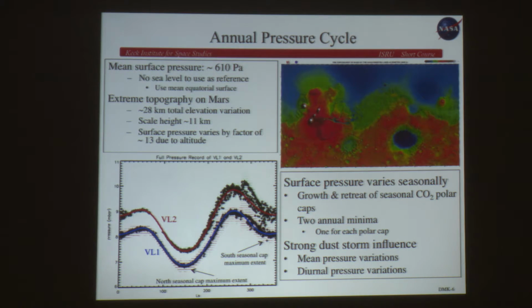This leads to an annual pressure cycle. As noted earlier, the mean surface pressure is about 610 pascals. When I say mean, basically what we do is we don't have a sea level to use as a reference, so we take a mean equatorial elevation and call that a mean, and the surface pressure there is about 610 pascals on average.